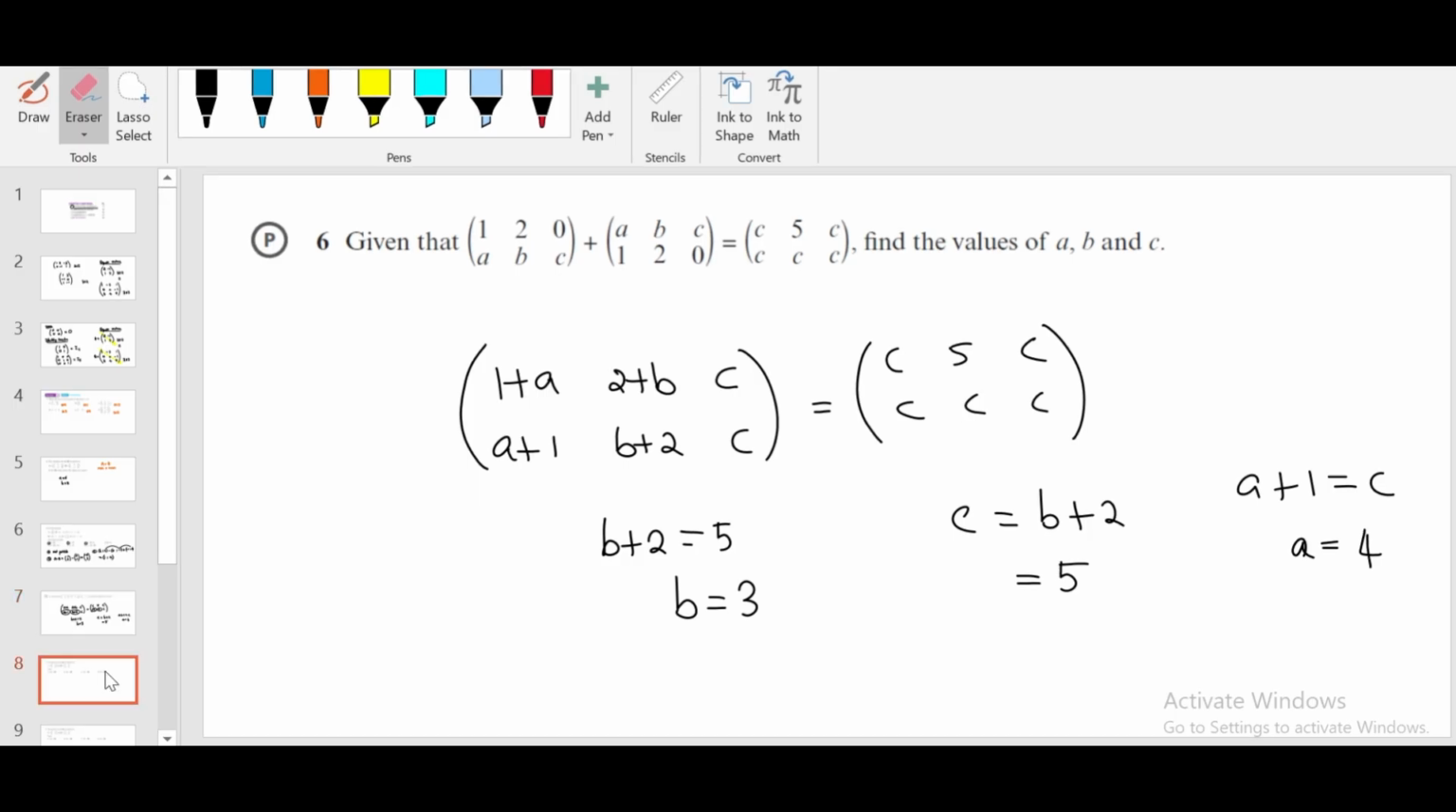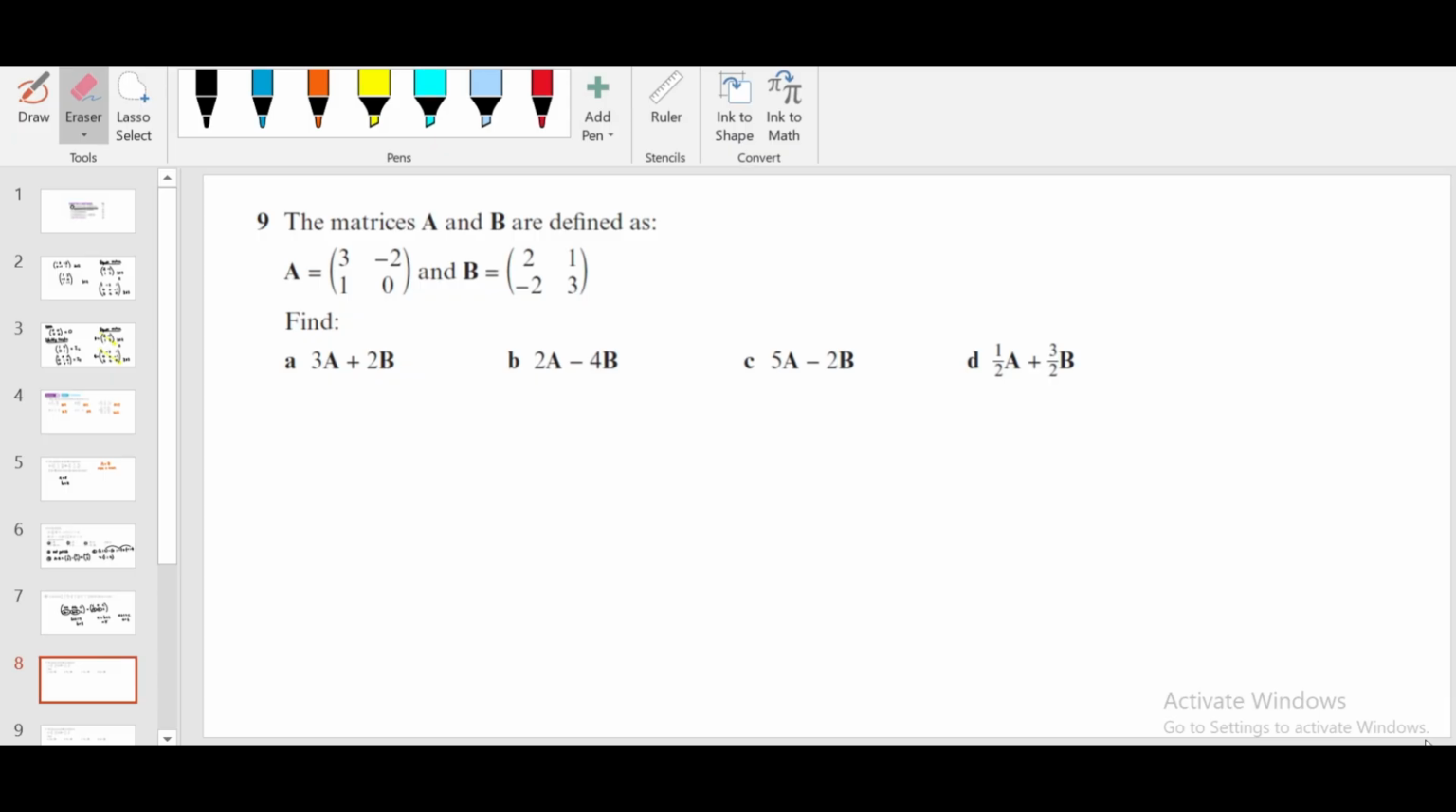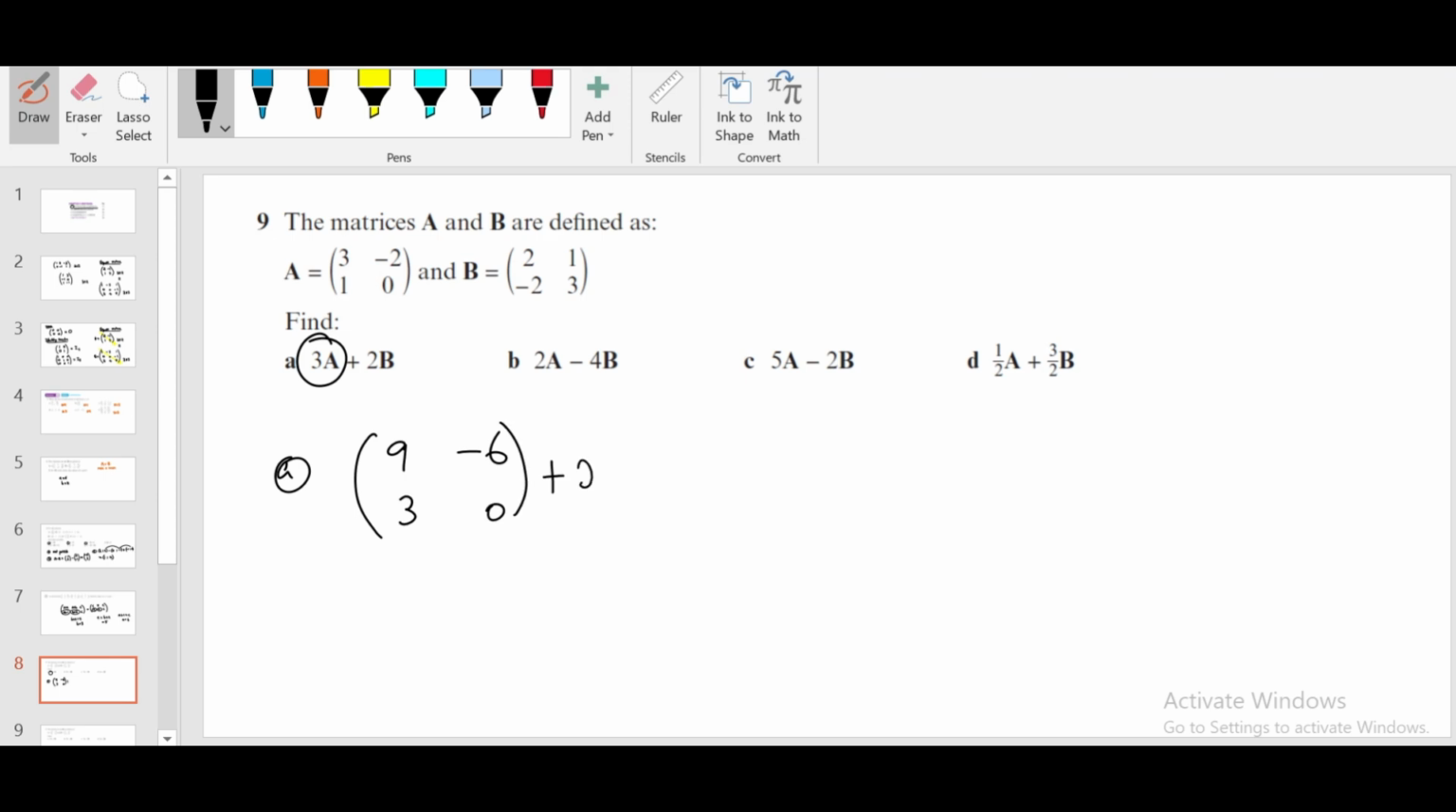Okay, let's go to question number 9. If you want to multiply a matrix by a number, for example 3A, it's called a scalar multiplication. You need to multiply each and every element of A by 3. So 3A is basically take A and multiply by 3. 9, minus 6, 3, 0. And then plus 2B. So multiply B by 2. 4, 2, minus 4, 3.